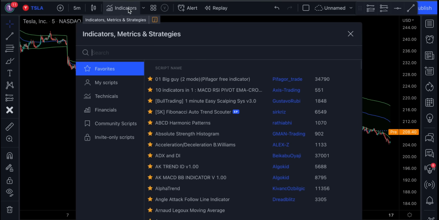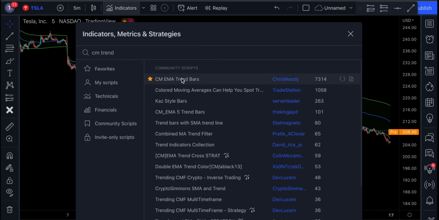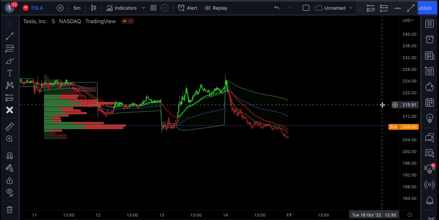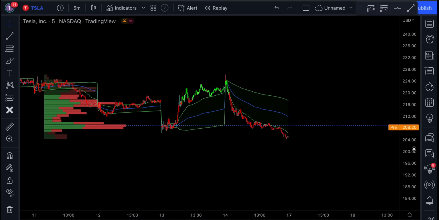And for the last indicator, we will need to add CM Trend Bars by Chris Moody. Let's also adjust its settings. We will change the EMA uptrend from 34 to 200. Also, let's disable this option right here. Okay, the setup is ready.